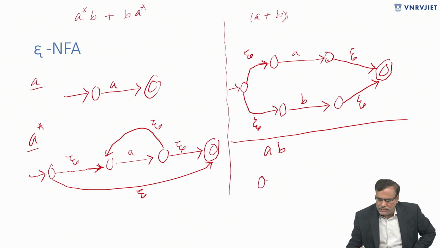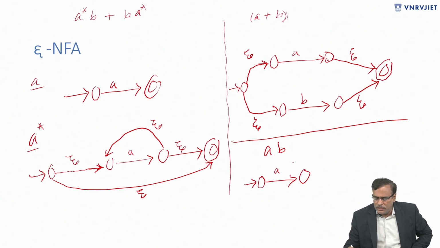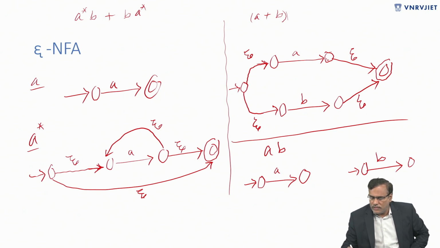So this is the start state. This is your final state. This is for A. For B, we usually write it in this fashion. This is the final state. So when you club these two together, the final state of A and the start state of B are going to get clubbed. You are going to get it like this.